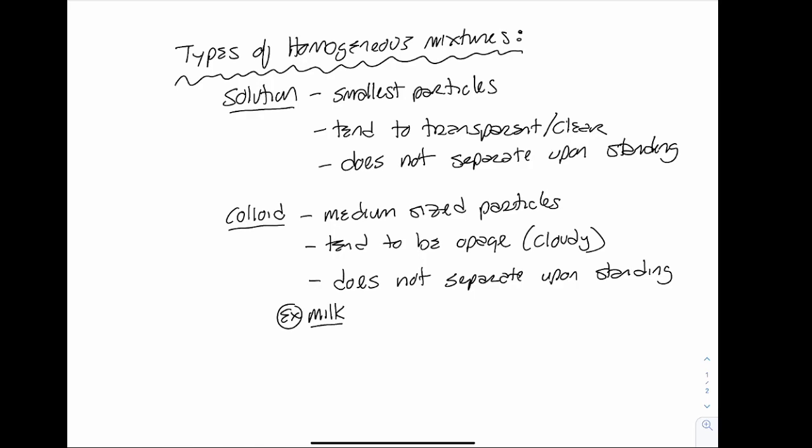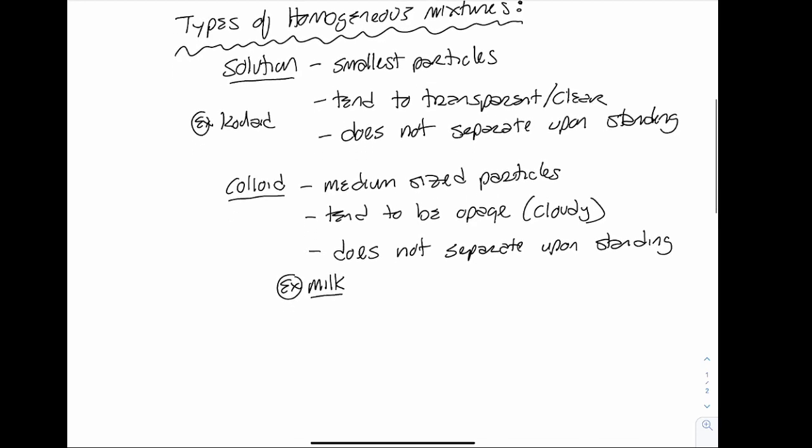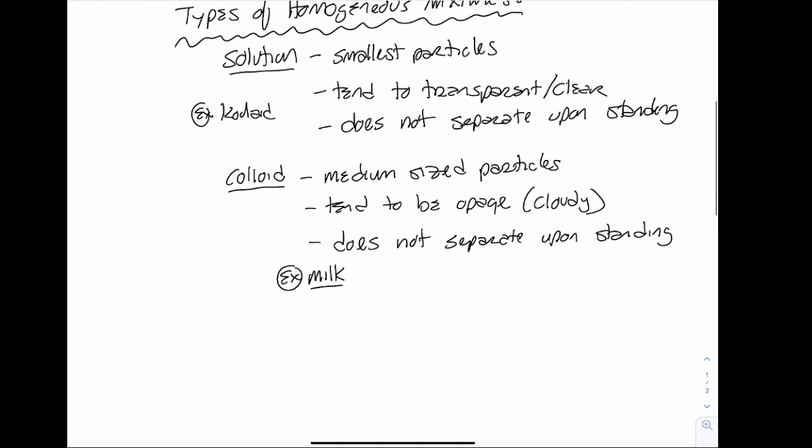If I wanted to compare it to Kool-Aid, which I'm probably going to spell incorrectly. The sugar is a much smaller particle than the proteins that are in milk. So it tends to be transparent. Colloids tend to be opaque. Neither one separate upon standing. And then a suspension is my last type. And these have larger particles. So largest of the 3.